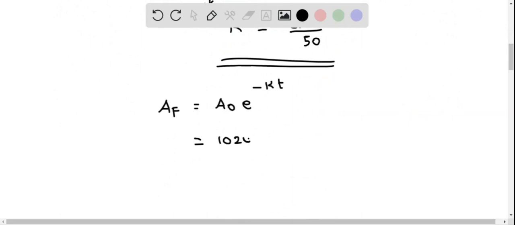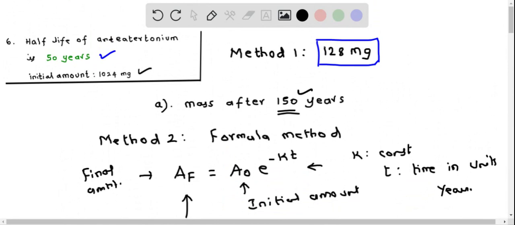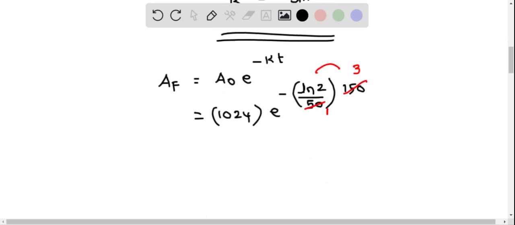So I substitute 1024 for a naught, and e raised to the power of negative k, which is natural logarithm of 2 over 50. So I put natural logarithm of 2 over 50 multiplied by t. We have to find the mass after 150 years, so t equals 150. We plug in 150 here. You see that we can do some cancellation here. Since these two are a product, we can cancel this 150 with the 50, and this goes three times. So basically, we can simplify this.